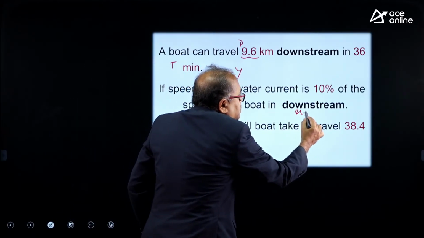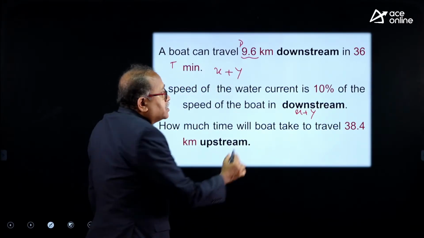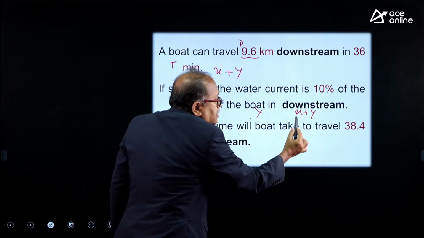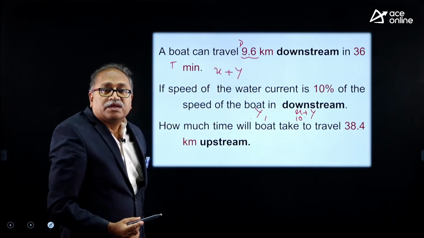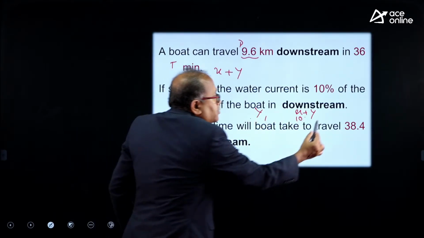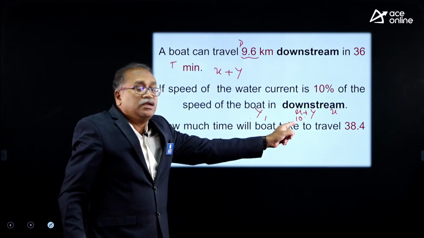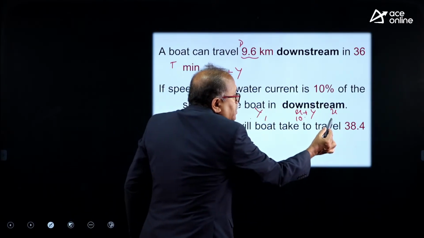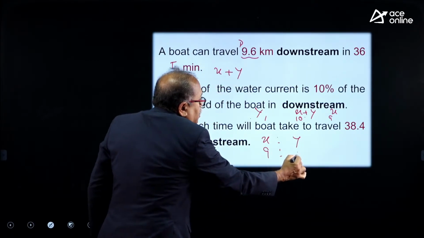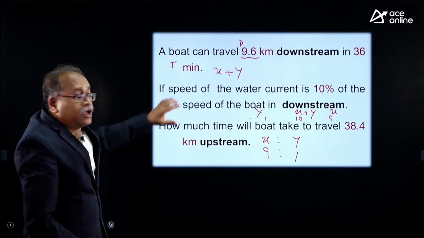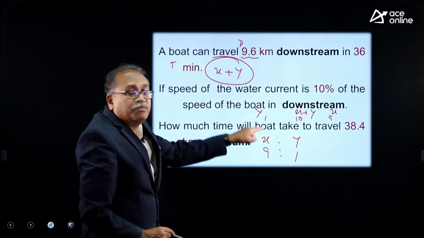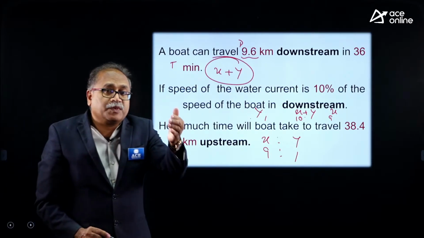What is the downstream? x plus y is the downstream, and the water current is y. So, if this is 100, this is 10, that means if this is 10, this is 1. So, I know if x plus y is 10, then y is 1, then what will be x? x plus y is 10, y is 1, then x will be 9. So, I got that x is to y is equal to 9 is to 1 from this statement, and here I got x plus y from the first statement. So, by using these two pieces of information, I am getting the speed of the boat and the speed of the stream.